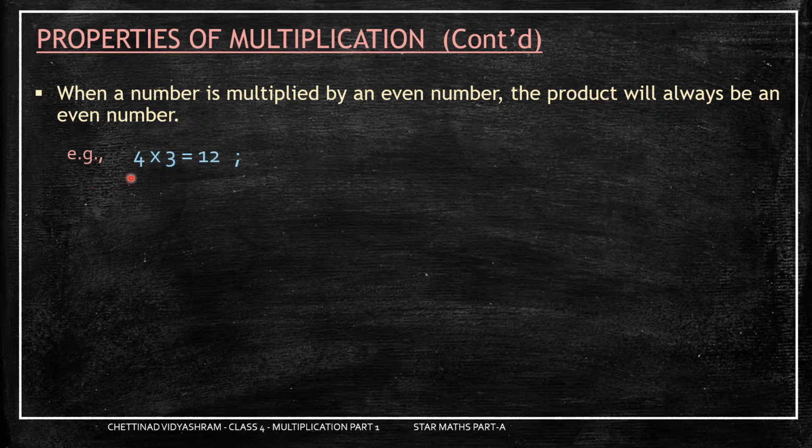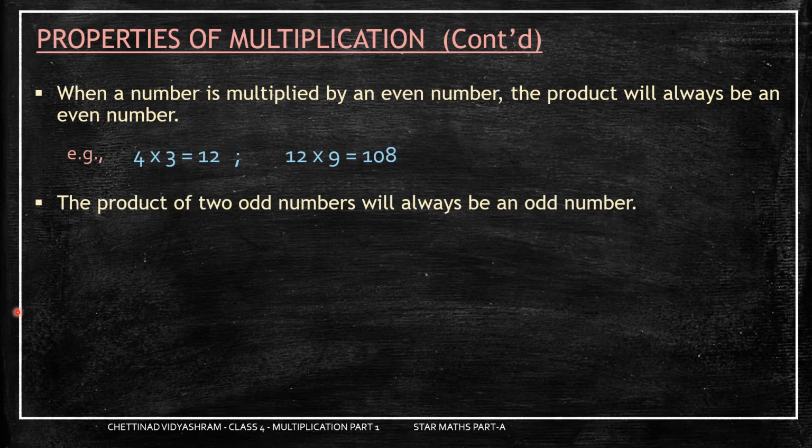Here 4 is an even number, 3 is an odd number. When you multiply the odd and even, you will get the answer as an even number. The answer here is 12, which is an even number. 12 into 9 is equal to 108. Here 12 is an even number, 9 is an odd number. When it has been multiplied with an even number, the product is 108, which is nothing but an even number.